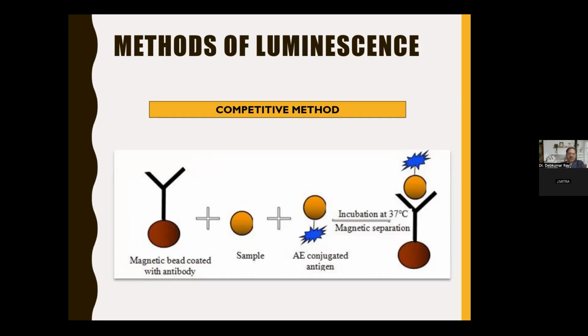The magnetic bead coated with antibody will come in contact with the sample which contains antigen, and it will be combined again with the acridinium ester luminol antigen, and after a specific incubation the same as before, 37 degrees centigrade, the magnetic separation will produce the compound, which is the third type, the competitive method.